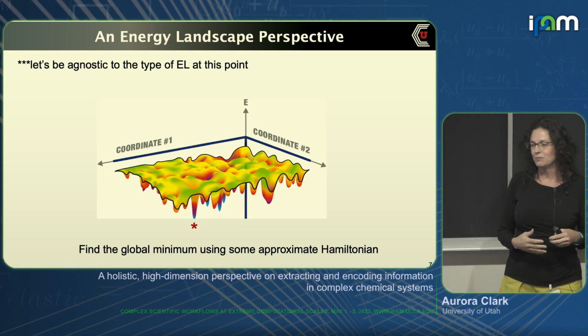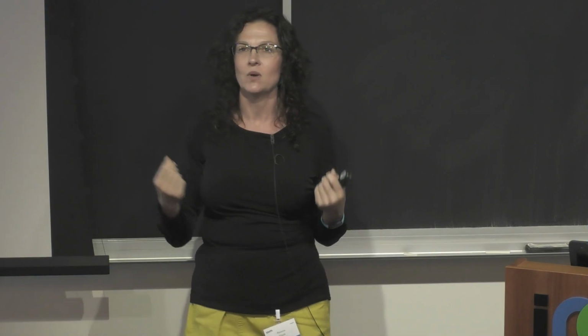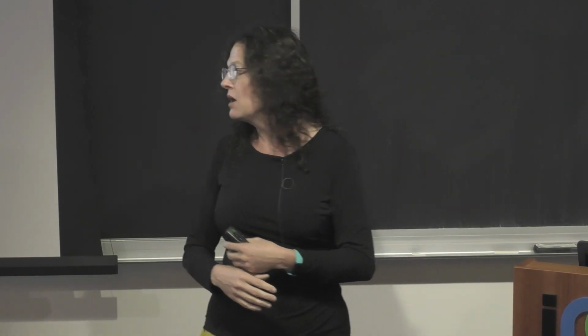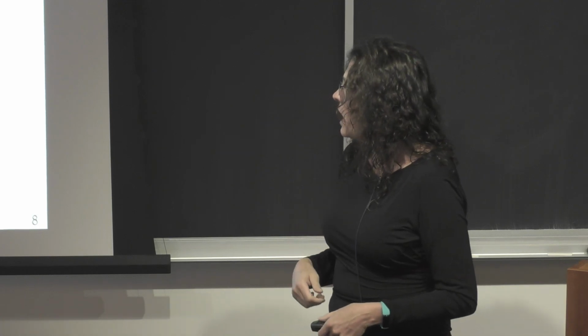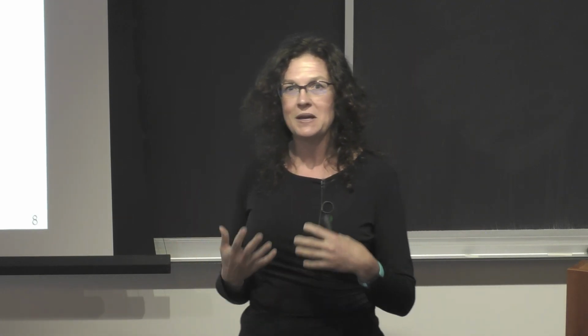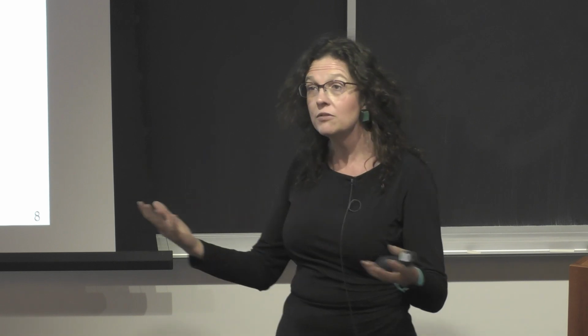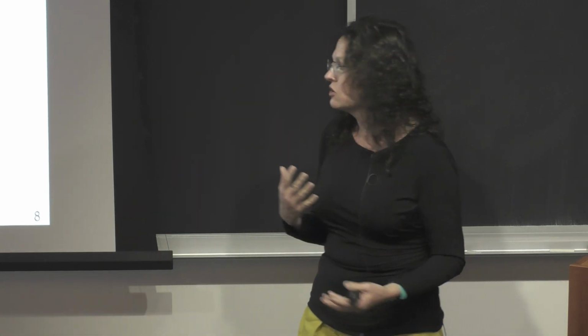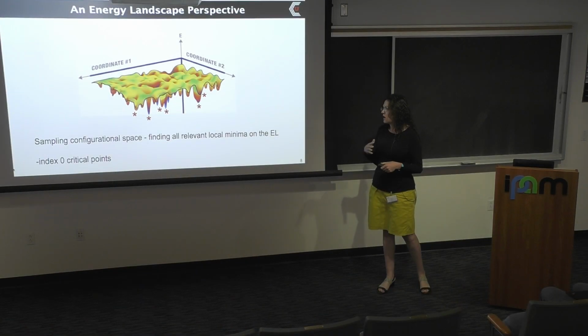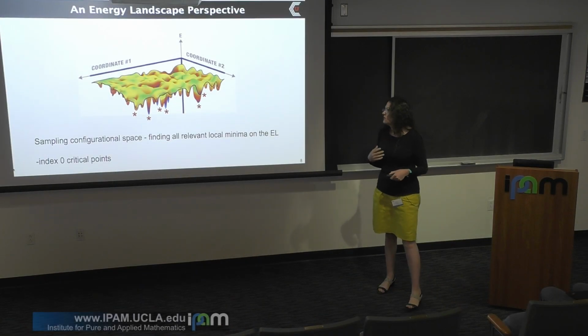Oftentimes when you think about doing a DFT calculation or an energy minimization with some type of approximate Hamiltonian, we're trying to find the global minimum. But if we're talking about sampling configurational space, then we're trying to find all of the relevant local minima that may be populated under a given set of temperature and pressure conditions. And these are what we would call the index 0 critical points.